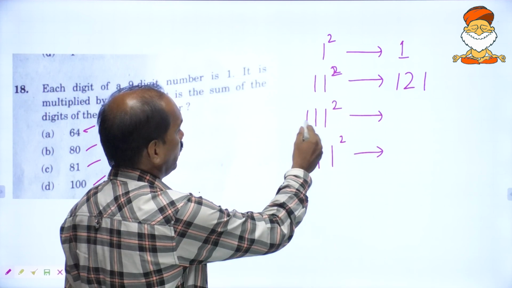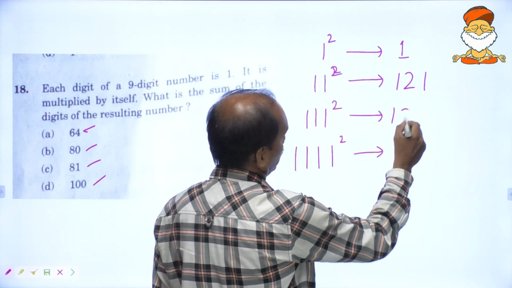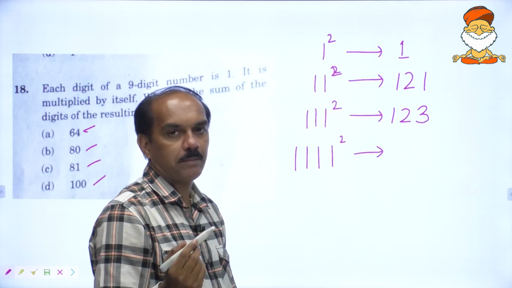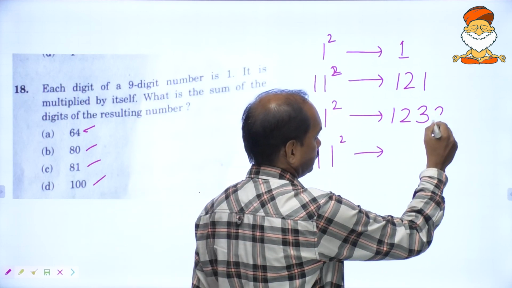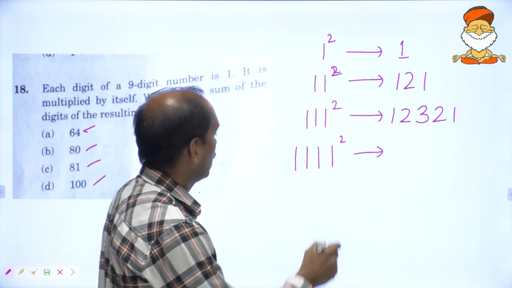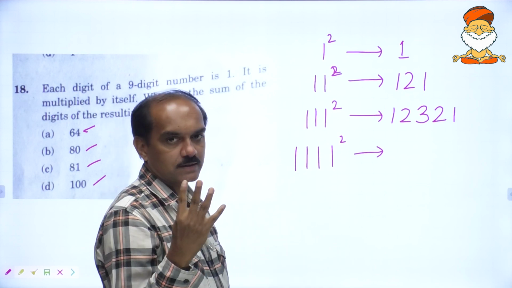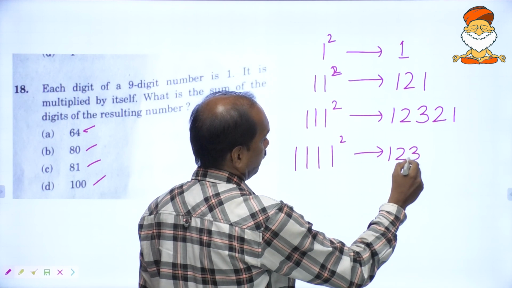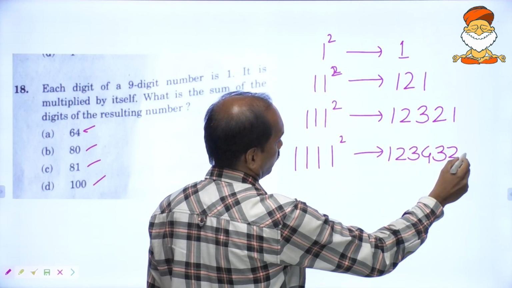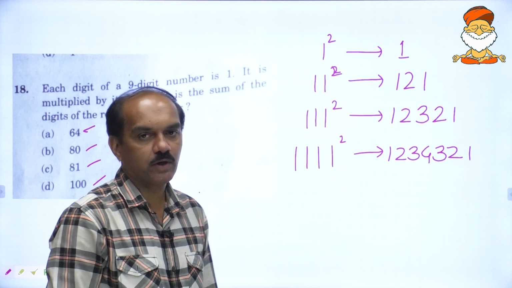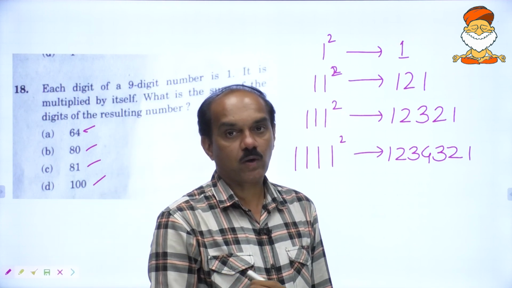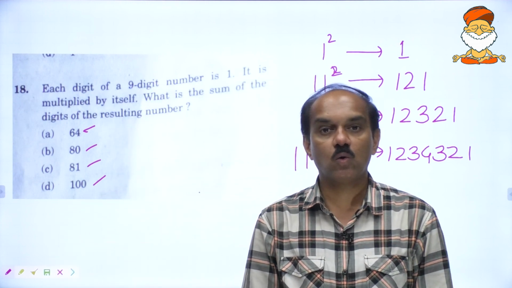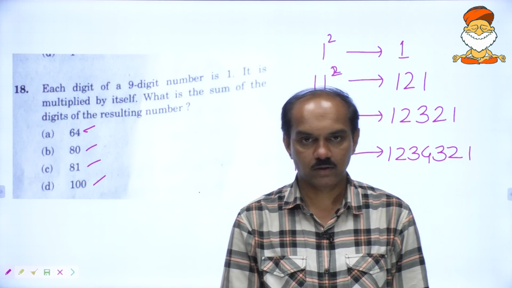See, here there are 3 ones. Go till 3, 1, 2, 3, then come back to 1. Here we have got 4 ones, so go till 4, 1, 2, 3, 4, then come back 3, 2, 1. This is how we can manage the squares of numbers involving only ones.